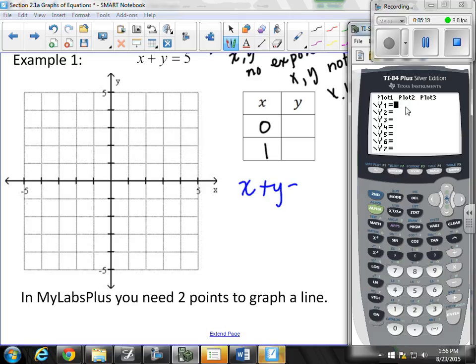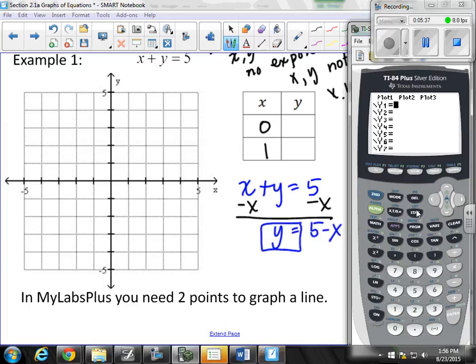X plus y equals 5. If I subtract x from both sides, then I will have y equals 5 minus x. Now it's in this y equals format. I can type the rest of that into my calculator.